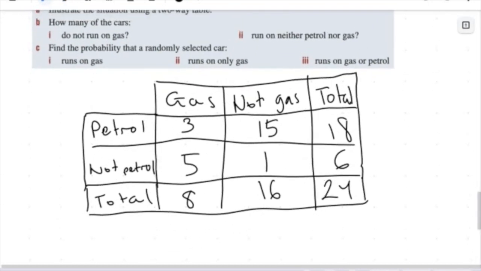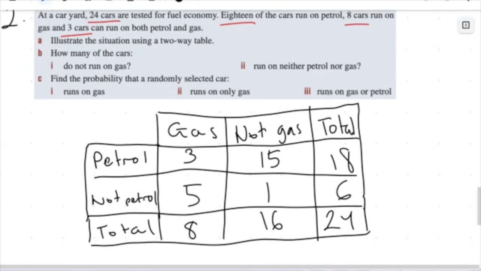So now we've done pretty much 80% of our work. The hardest part of this stuff is making the actual table or Venn diagram. After that, everything else becomes easier.